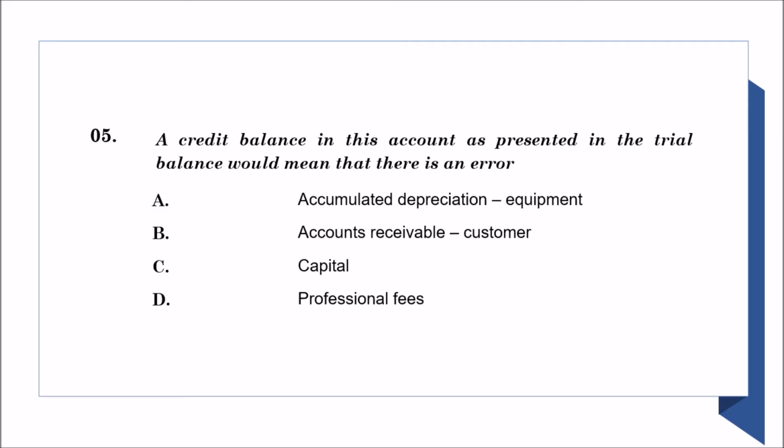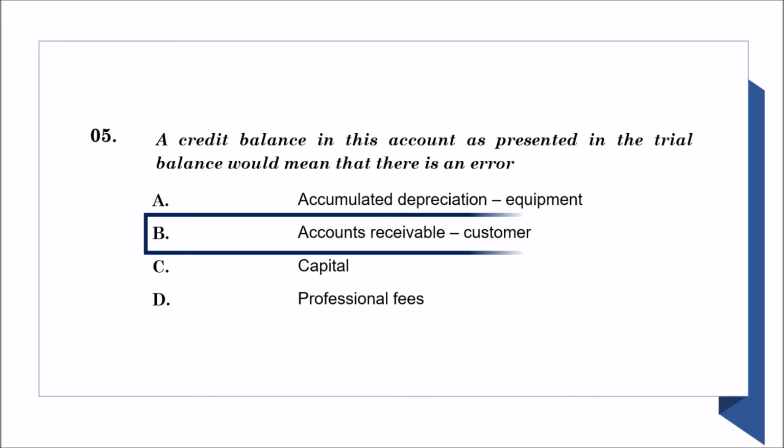In order for you to answer this question, you need to know the proper debit and credit rules. Now, if this account has a credit balance, then there might be an error. And the correct answer is B, accounts receivable customer. Accumulated depreciation equipment has a credit balance because that is a contra asset account. Capital or owner's equity has a credit balance. Professional fees or service revenues rendered by professionals, that is also a credit balance because that is a revenue account. So accounts receivable customer, when it has a credit balance, you can infer that there is an error because accounts receivable has a debit balance.